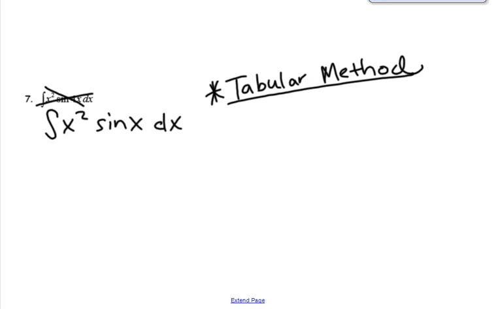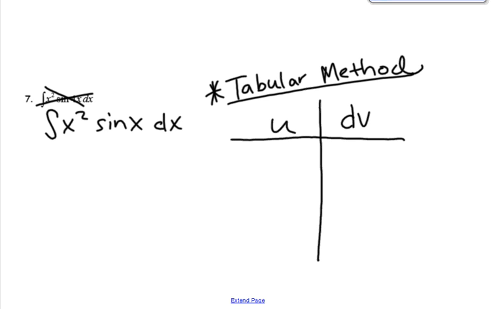So if I had the integral of x squared sine of x, then you would still find your u and your dv, but you don't do the ultraviolet minus super voodoo thing. So my u is still going to be x squared, and my dv is still going to be sine x dx. But to use the tabular method, obviously we're going to use a table. So I'm going to make a table, and on one side I'm going to put u, and on the other side I'm going to put dv. You really don't need the dx piece here, it's fine. So u is x squared, dv is sine x.